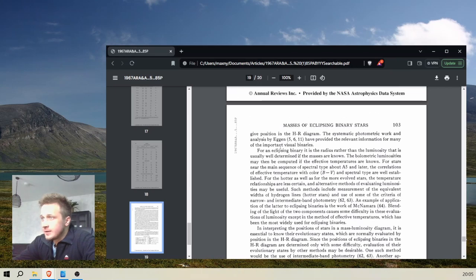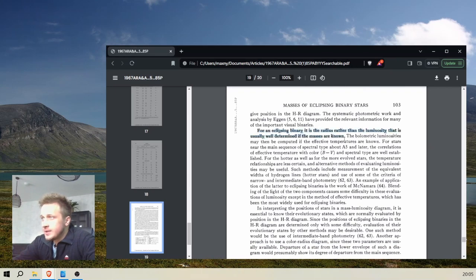Okay. For an eclipsing binary, it is the radius rather than the luminosity that is usually well determined if the masses are known. The bolometric luminosities may then be computed if the effective temperatures are known. For the stars near the main sequence of spectral type about A5 and later, the correlations of effective temperature with color B-V and spectral type are well established. For the hotter as well as the more evolved stars, the temperature relationships are less certain, and alternative methods of evaluating luminosities may be useful.